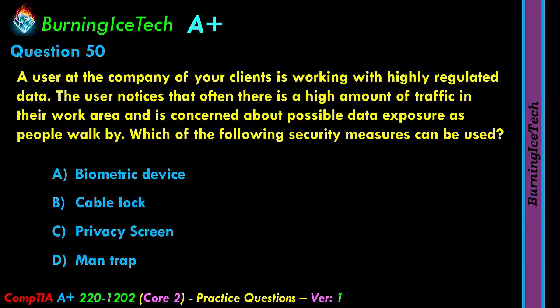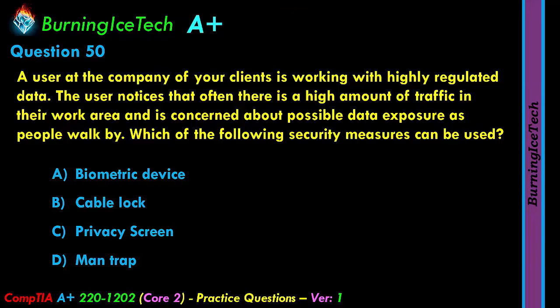Cable lock, if you look at answer B, also good security, but has to physically prevent something from being stolen. So B is very unrelated to this question. So it's not A, it's not B. C, a privacy screen. So far, that's actually plausible. A privacy screen prevents people from seeing stuff they're not supposed to when they're nearby.